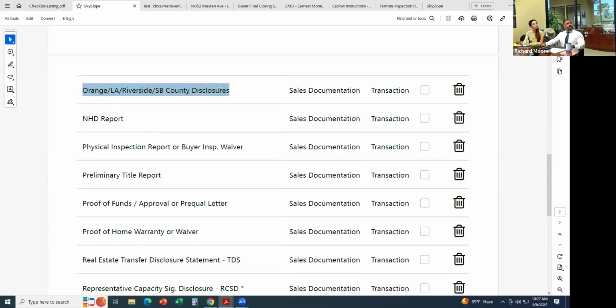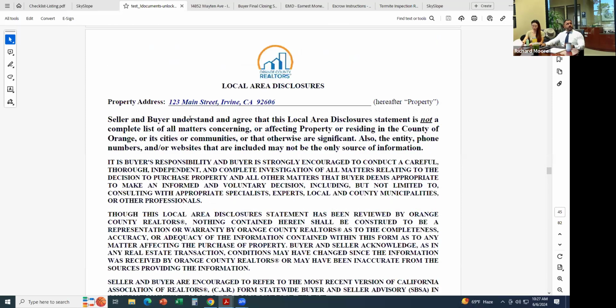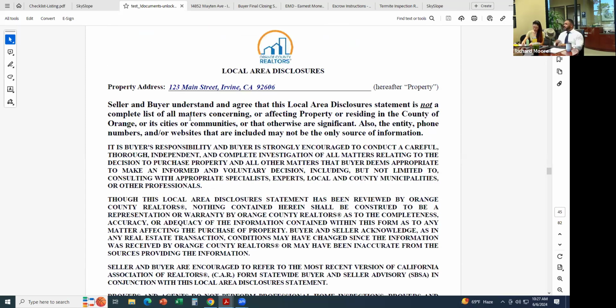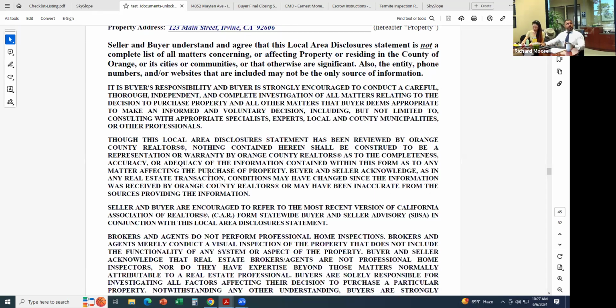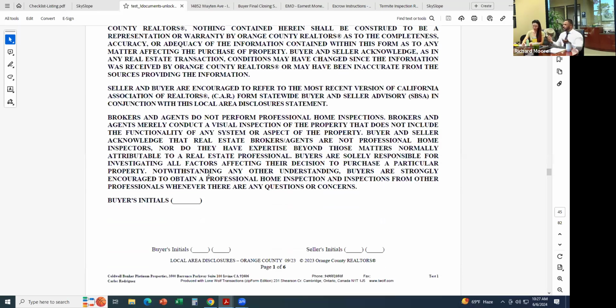Orange County, LA, Riverside, San Bernardino disclosures. So every county is gonna have their own county disclosures. And these disclosures pretty much talk about the area in general. There's an airport in this area, there's a military base, there's a nuclear power plant, San Onofre, there's jails in the vicinity. So it's a disclosure of the area in general. These are the types of things that are in this area.